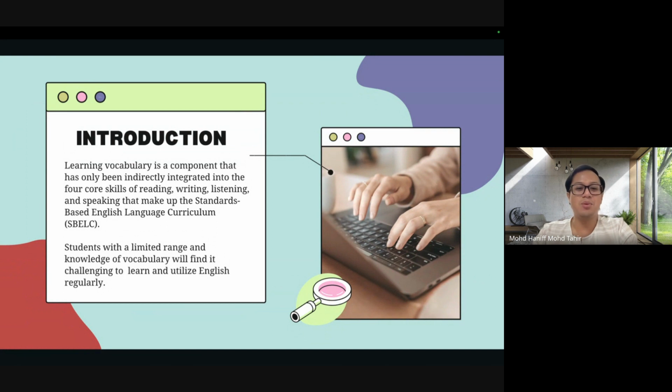Learning vocabulary is a component that has only been indirectly integrated into the four core skills of reading, writing, listening, and speaking that make up the standard-based English language curriculum, SBELC. A standard-based English language curriculum is the curriculum used nationwide among the schools in Malaysia. Students with a limited range and knowledge of vocabulary will find it challenging to learn and utilize English regularly, as vocabulary is integrated indirectly within the teaching of the English language in class.